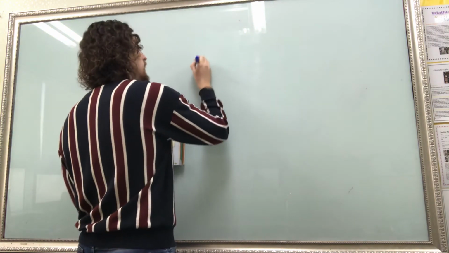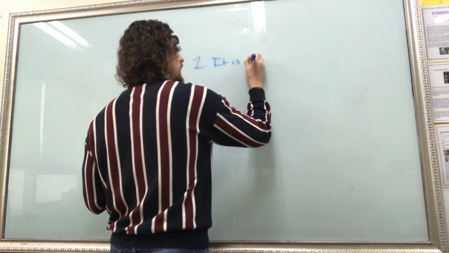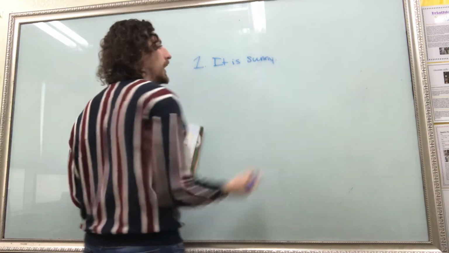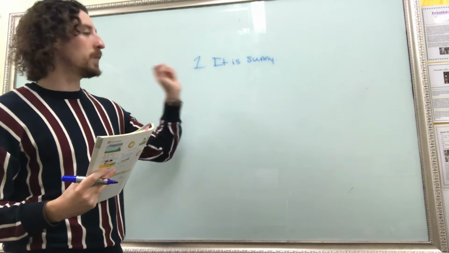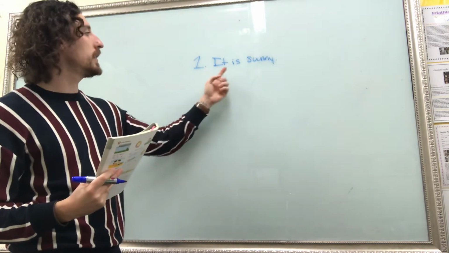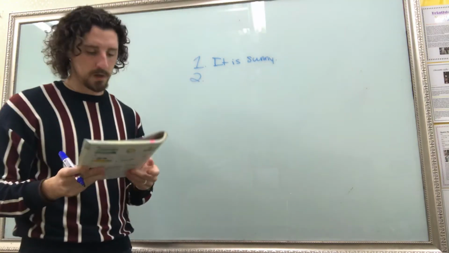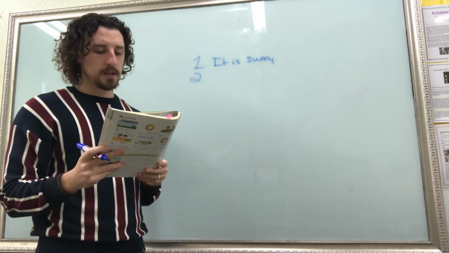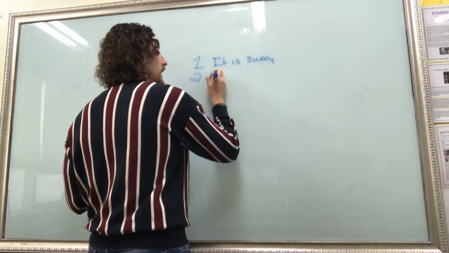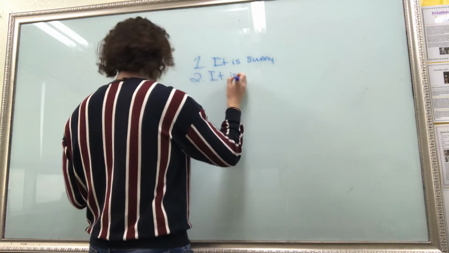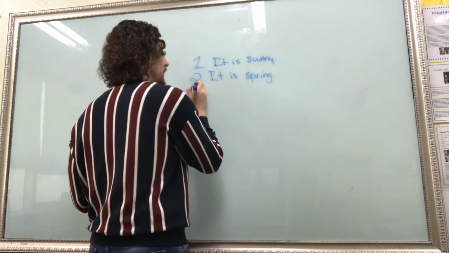So this is 1. It is sunny. Okay? It is sunny. It's always the same when we're saying the sentence and not a question. It is sunny. Let's go to number 2. Number 2, spring is it. So for this one, again, we're saying a sentence. We're saying it is spring.